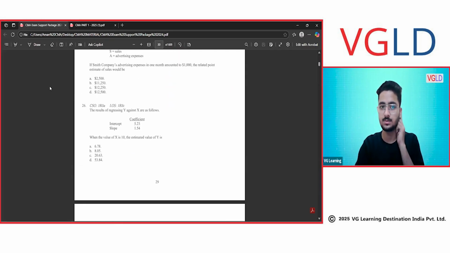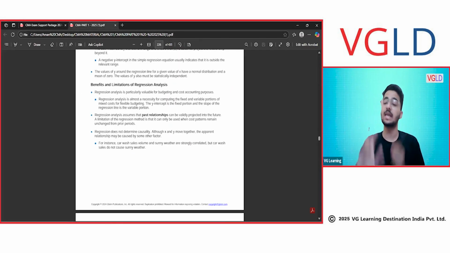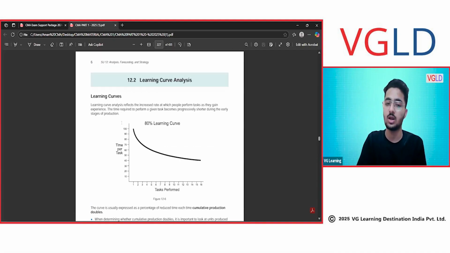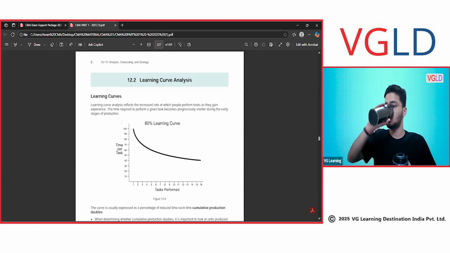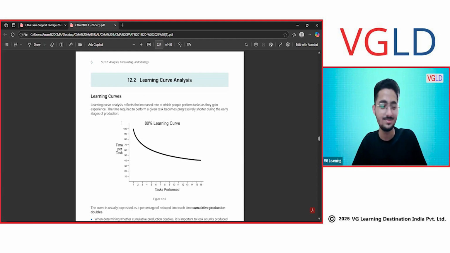The questions are there. Now let's jump on to the second method. The first one was coefficient of correlation and regression analysis, which we saw. Now the second method that we are going to learn is learning curve analysis. Does anyone know what learning curve analysis is? Raise your hand and tell me. Yes, Aman, tell me.